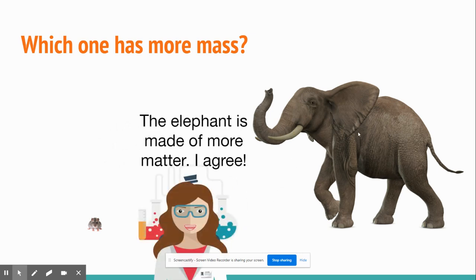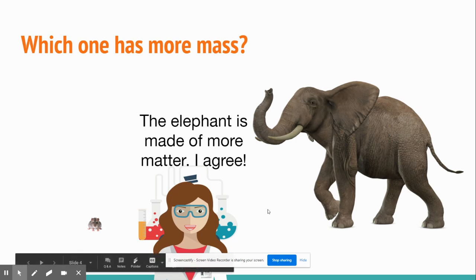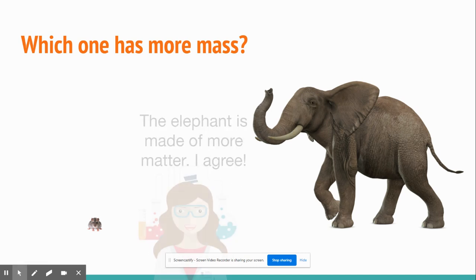I would agree that the elephant has more mass, but the way I would describe it is that that elephant is made of more matter. It's a lot more matter than that little mouse. But either way, we still come up with the same answer. Again, it's just a different way of thinking about that word mass.